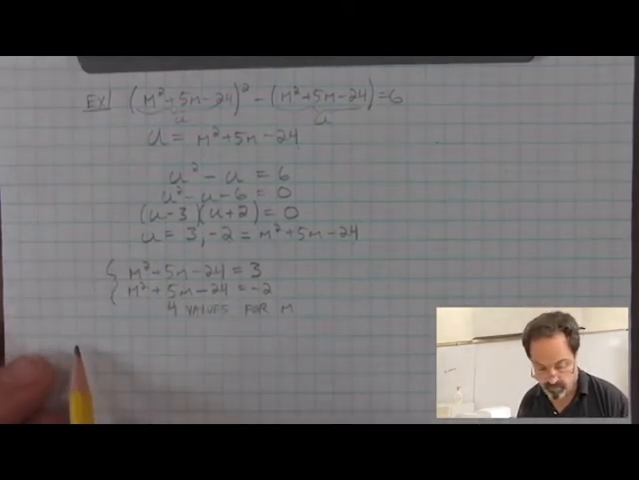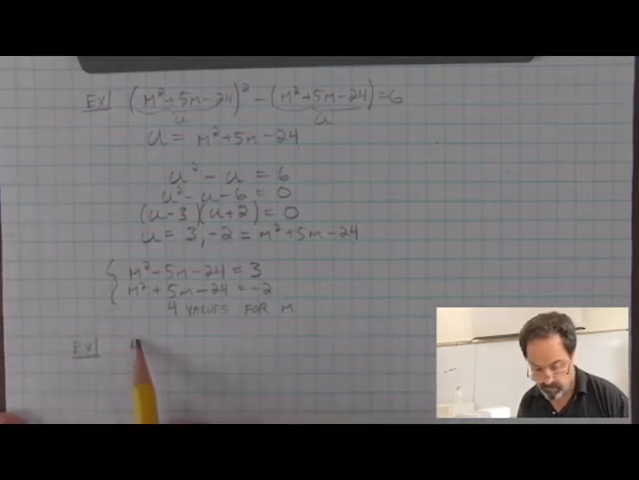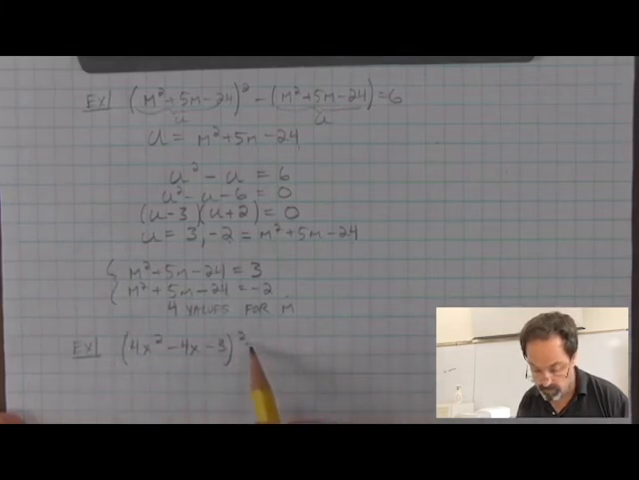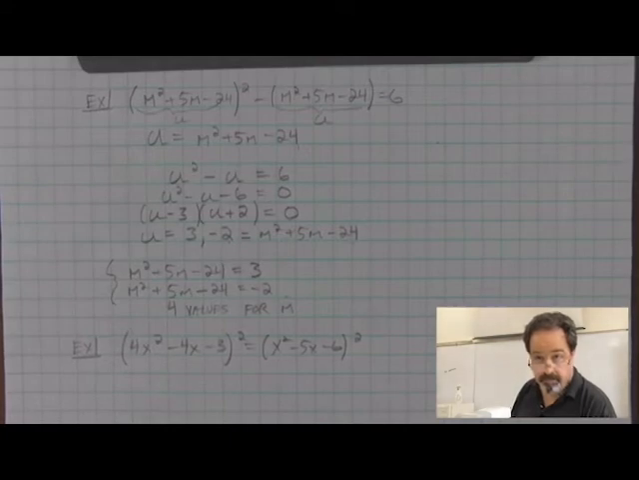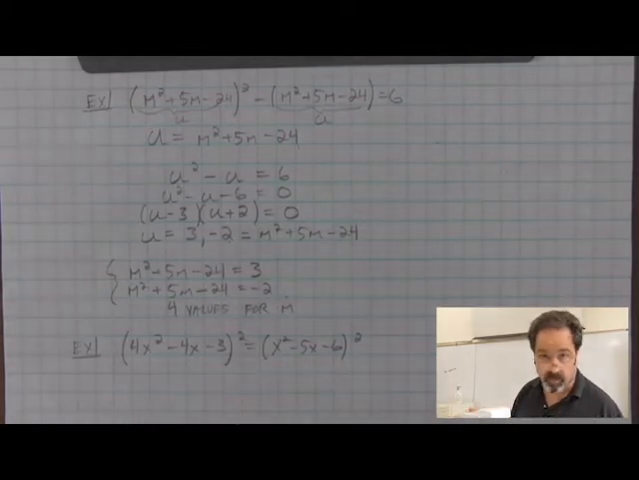Let's try this again with another example. I have the equation (4x squared plus 4x minus 3) all squared is equal to (x squared minus 5x minus 6) all squared. Fairly complicated. I could square both sides. It would make quite a pile of terms. I could combine terms, and I could proceed from there.